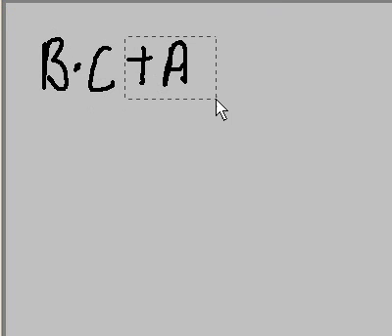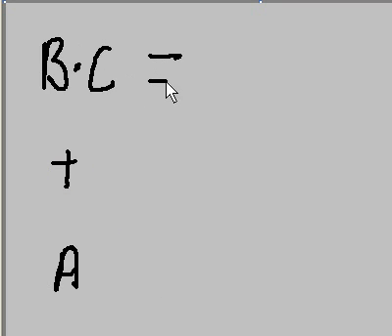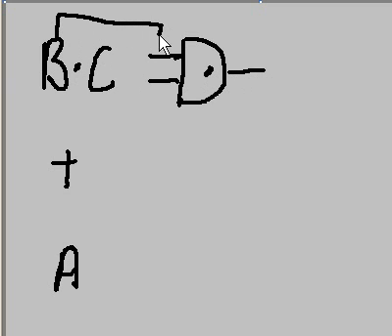First thing we got to do is break it up into parts. There we go. And there we go. Now, what does B and C mean? Well, that means we have two input signals, and they're going to go to an AND gate. That's what this thing is, that little dot. It's an AND gate. And B would go here, C would go here.